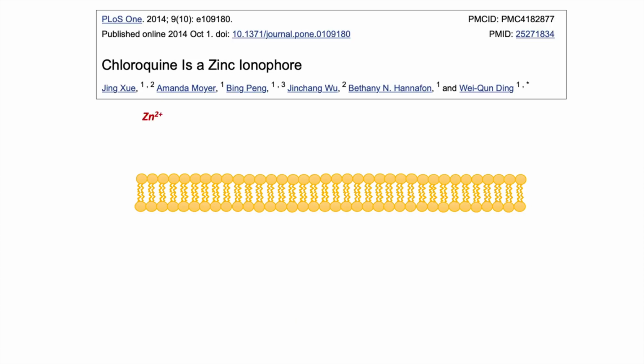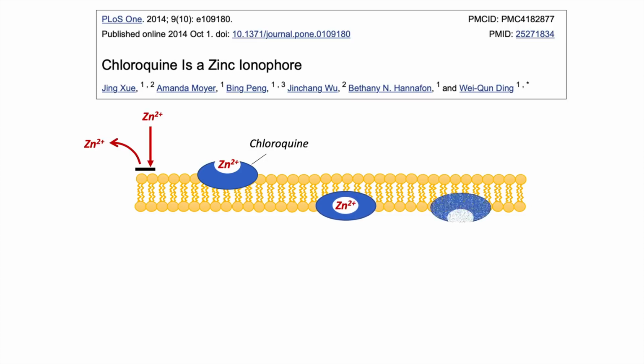So how does chloroquine actually do this? Without help, zinc cannot enter into a cell. It essentially bounces off of the cell membrane. But with chloroquine, zinc can attach to chloroquine, and chloroquine can guide it through the plasma membrane, allowing zinc to enter into the cell. So why is all of that important?